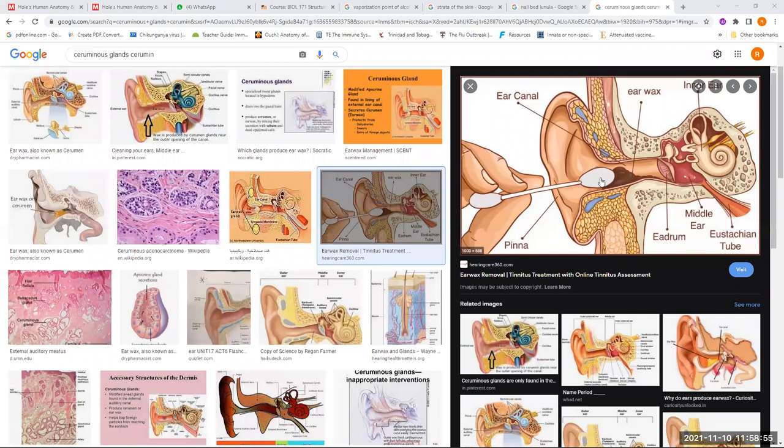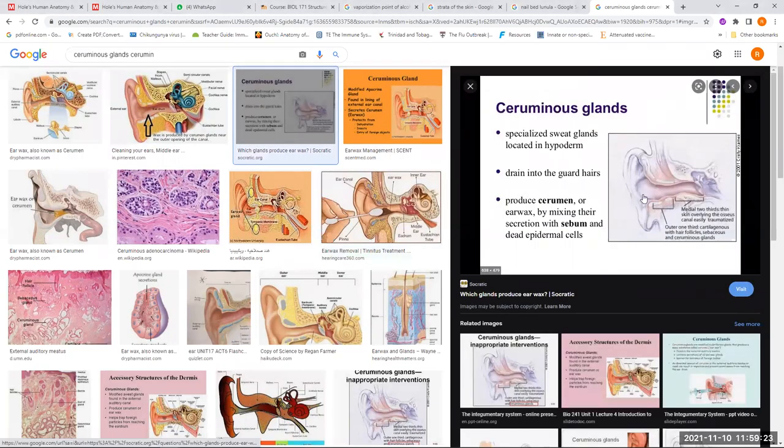I remember, in fact, one of my students about 4 years ago mentioned that he had hearing loss. And when he went to the ENT specialist, they figured out what was wrong. It was a buildup of wax that formed a bit of a plug in his ear, and that was affecting his hearing. So once it was removed, pow, he was back on track. Right? So the ceruminous glands are specialized sweat glands, and they produce cerumen or ear wax by mixing sebum, which is in effect oil, with dead epidermal cells. And that produces that sticky stuff we might be very well familiar with.